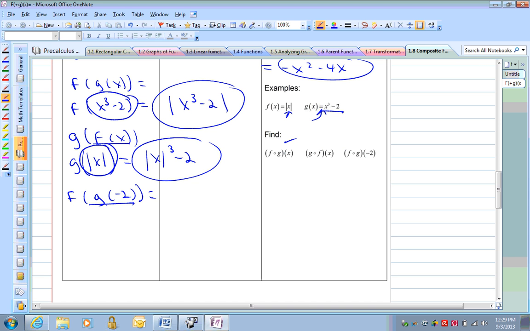All right, so in my g function, I'm going to plug in a negative 2. So let's do that. A negative 2 cubed would be negative 8, minus 2 would be negative 10. So g of negative 2 is actually negative 10. We have f of negative 10. You do not need to pause and look at this little part again if this is confusing you. Now we're going to plug negative 10 in for the x in our f function. So the absolute value of negative 10, and of course that would just be positive 10 is our output.